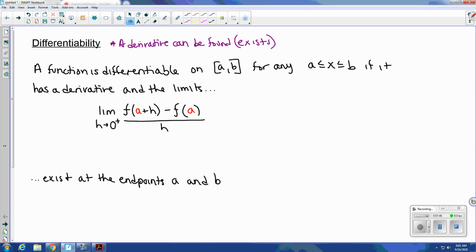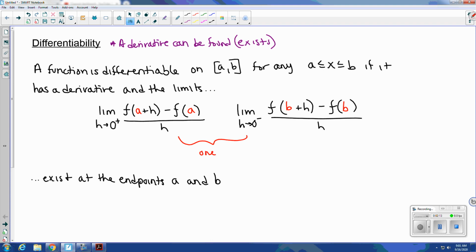Okay. If we're approaching the right endpoint, we want to evaluate the limit as h approaches 0 from the left, because we're approaching from the left, of f of b plus h minus f of b, whole over h. And again, if we're approaching the right endpoint, in this case, we'll evaluate our limit definition of the derivative at point b. These two things here are called one-sided derivatives. And for this to be differentiable at the endpoints, these two derivatives need to exist at a and b.